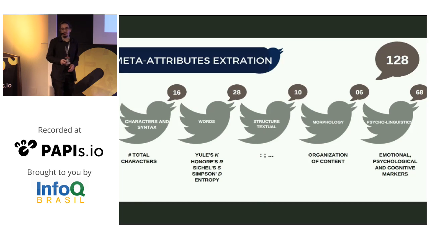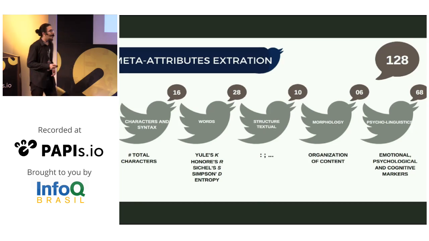Yes, 128 meta attributes, all programmed one by one in Python. So I have 16 meta attributes involving characters and syntax. Basically, the total number of characters, the total number of characters divided by the total number of digits, etc. I have 28 meta attributes based on words. They're mainly vocabulary richness measures.